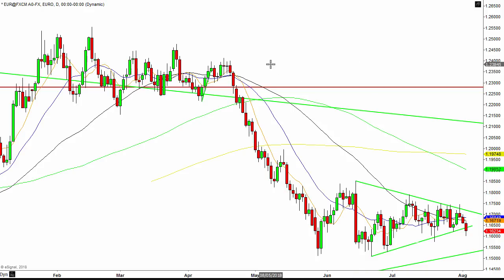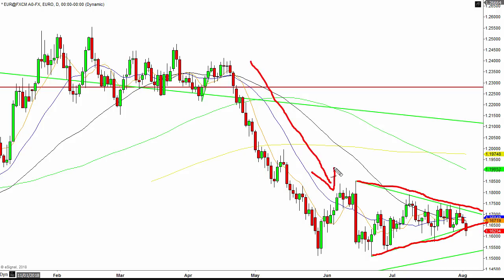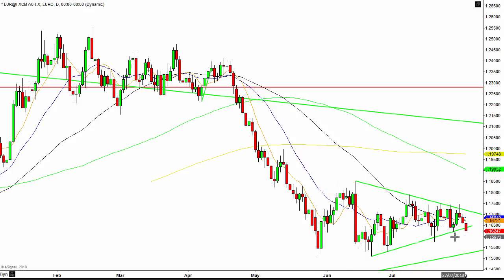Now, if we start off with euro on a daily chart, we can see that we've got this pennant in play, triangle, pennant, whatever you want to call it. It is actually a bearish pennant because the prior trend prior to coming into this formation was to the downside. So it is actually a bearish type of pattern overall, although price of course can go either way.